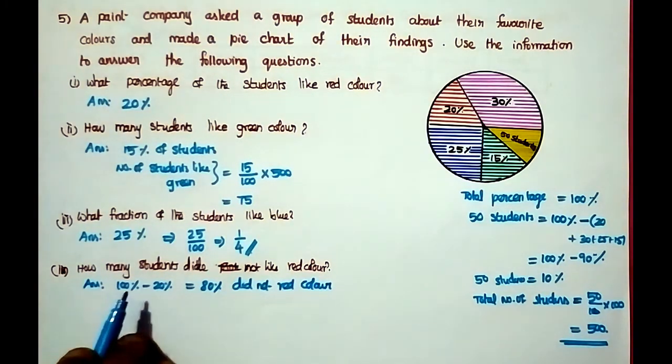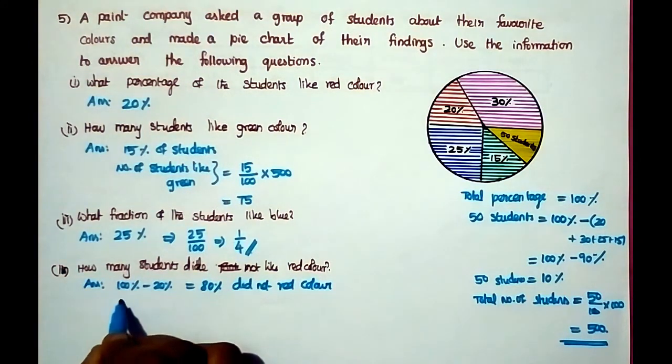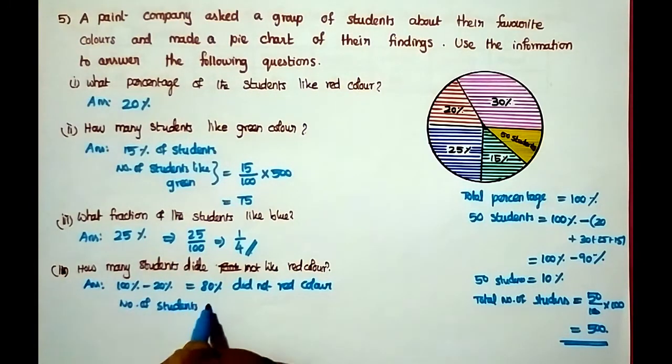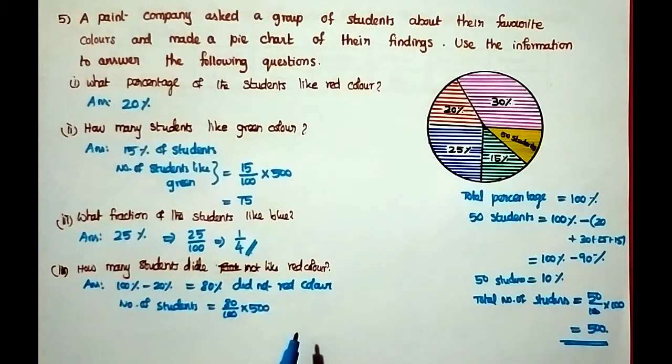They ask how many students. So the number of students means 80 divided by 100 into 500. The 100 and 500 get cancelled by 100, which means we get 5 times 80, so it is 400 students. That is the answer.